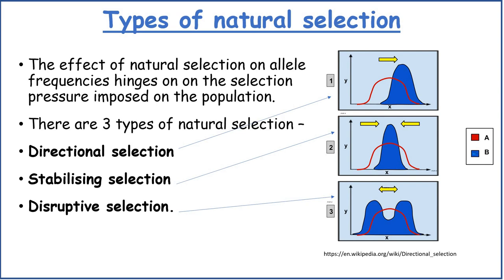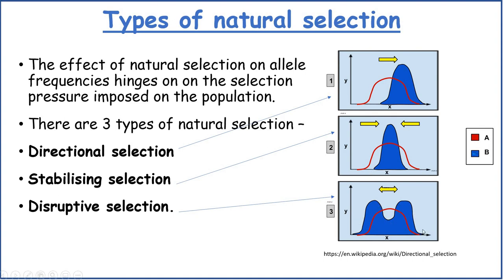Okay, types of natural selection. There are 3 types of natural selection, and the effect of natural selection on allele frequency hinges on the selection pressures imposed on the population. So depending on what the selection pressure is, a different type of natural selection will occur. There's directional selection, stabilising selection, and disruptive selection.